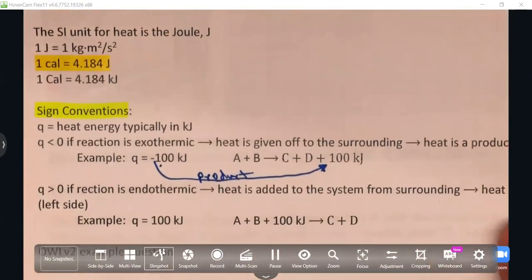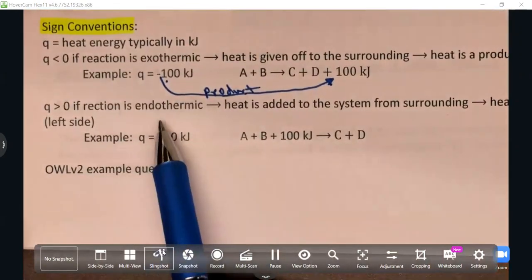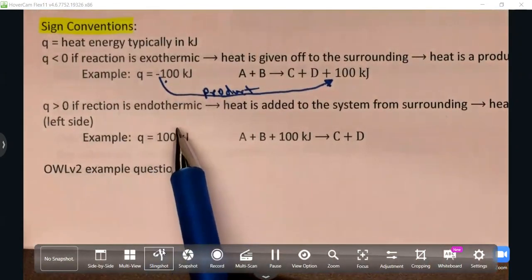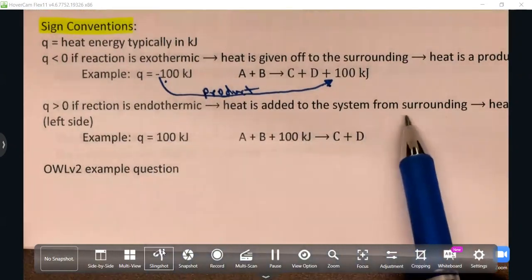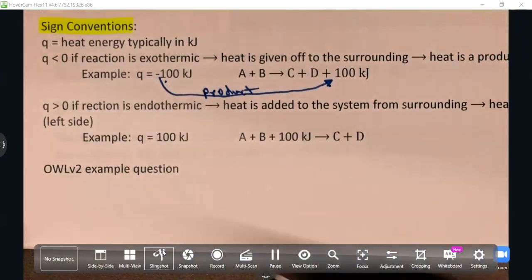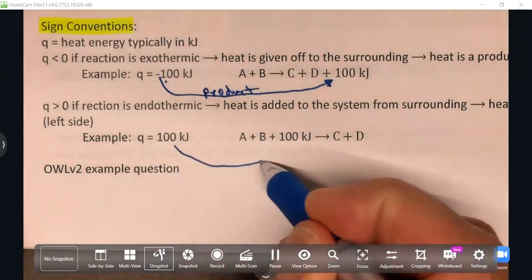And if it's greater than 0, we know the reaction is endothermic. Heat is added to the system from the surroundings. Heat is a reactant on the left side.